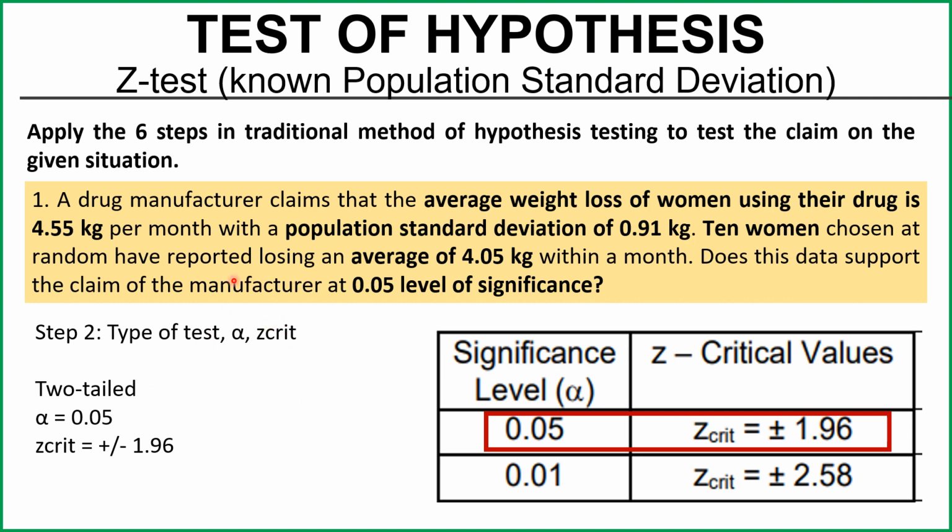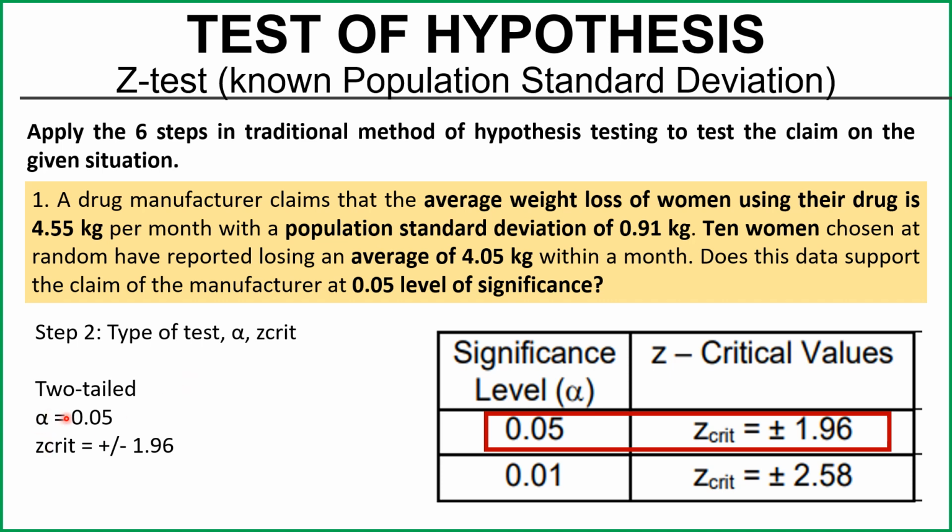So, the type of test is what? So, since dun sa step 1 natin, syempre yung type of test depends on the alternative hypothesis. Since our alternative hypothesis is mu is not equal to 4.55, therefore our type of test is two-tailed. So remember, kapag not equal siya, two-tailed. Kapag greater than, right-tailed. Kapag less than, left-tailed.